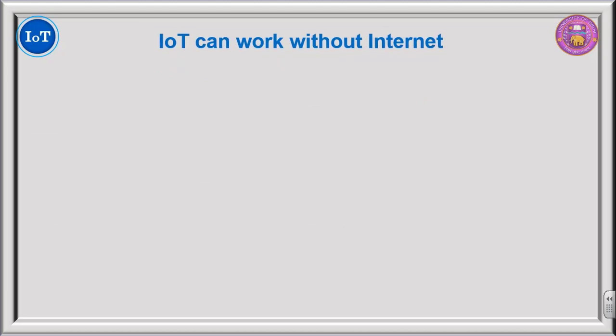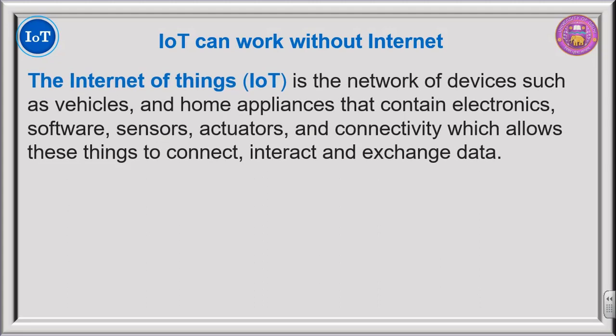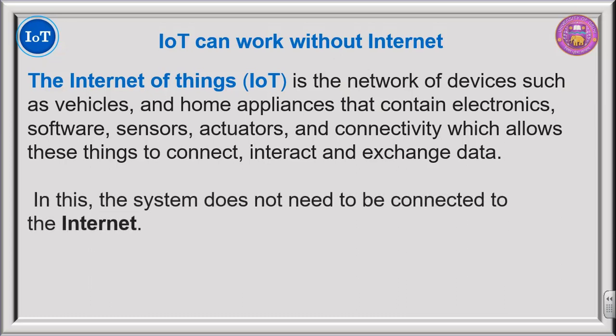So the real question is, can IoT work without Internet? Yes. The Internet of Things is the network of devices such as vehicles and home appliances that contain electronics, software, sensors, actuators, and connectivity, which allows these things to connect, interact and exchange data. In this case, the system does not need to be connected to the internet. If devices can communicate with each other without connecting to internet, then this is real IoT.